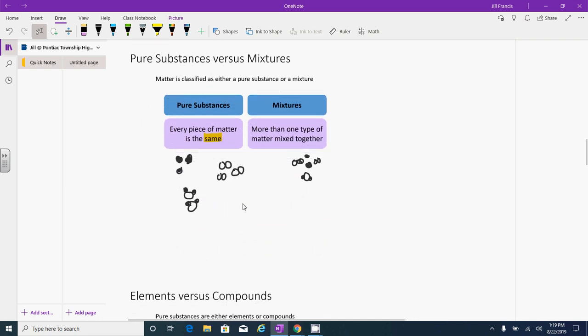So comparing pure substances and mixtures, with a pure substance, every piece is exactly the same, so I tried to draw that here with carbon atoms, all the same. Hydrogen molecules here, again, every piece is the same. And then with water molecules, those are both the same also. When you have a mixture, there's all different types of particles all mixed together. Not any of them are necessarily the same.